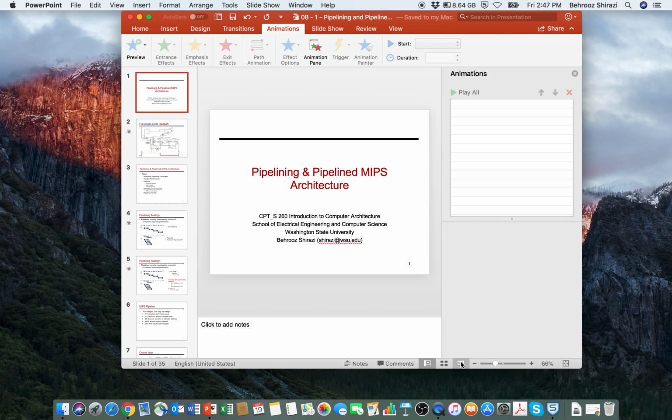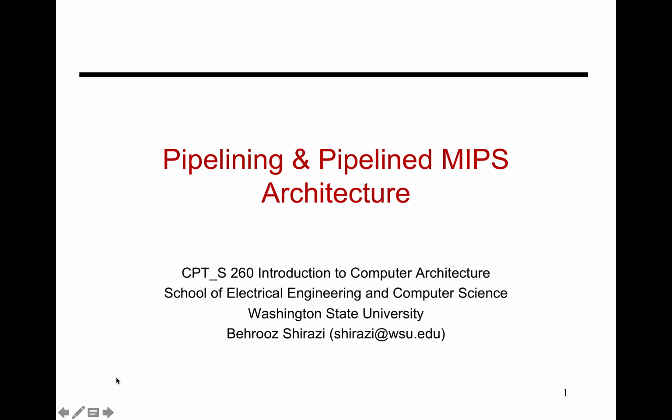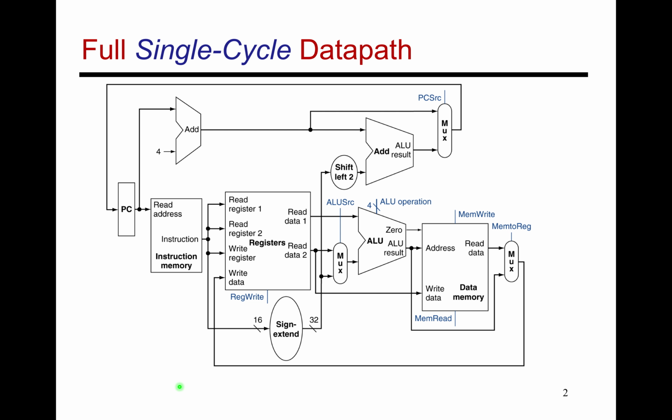This week and most of next week, probably all of next week, we're going to be talking about a concept called pipelining, which is a way of speeding up the operations of the data path that we have designed so far. So let's go back to that data path, see what's going on with it, and then see if we can improve the speed of operations.